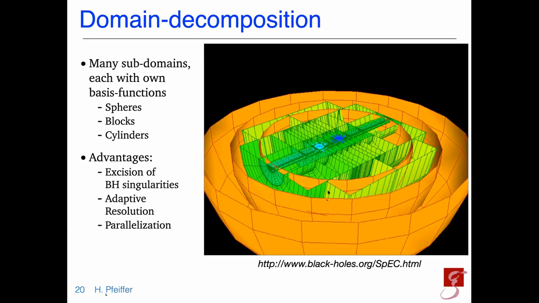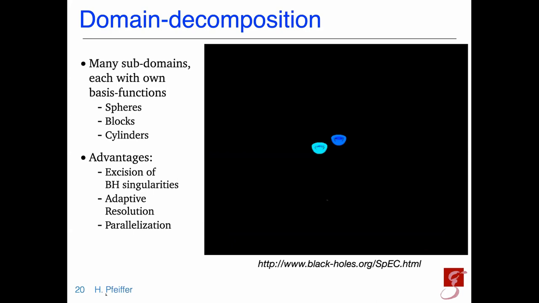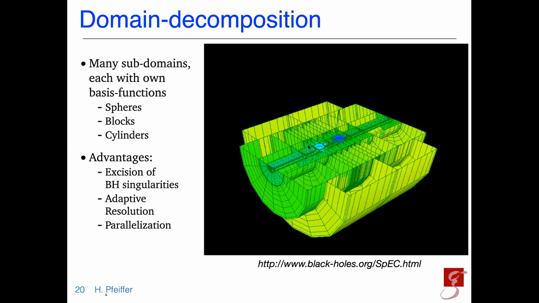And so this allows us to actually excise black hole singularities, which are sitting inside the innermost spherical shell, which is adapted to the apparent horizon. It allows us to adapt resolution as we need. We do vary resolution in each element individually. And it also allows parallelization. All of this might sound quite similar to discontinuous Galerkin.